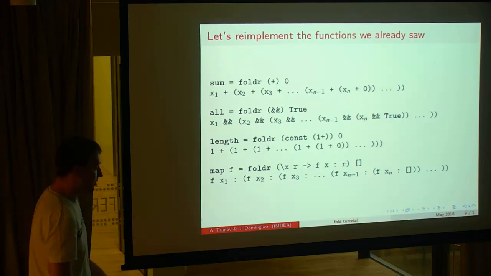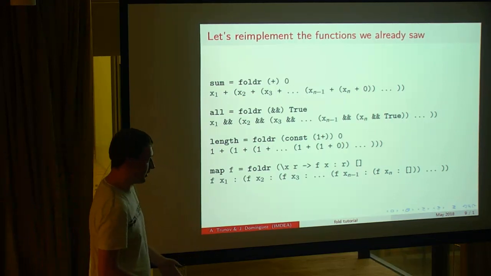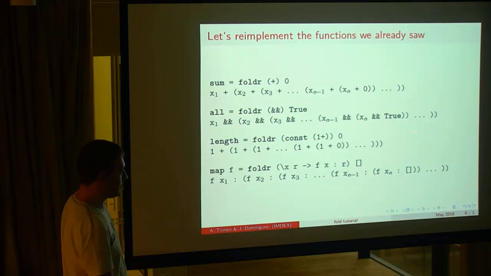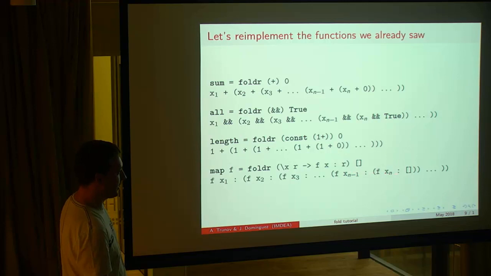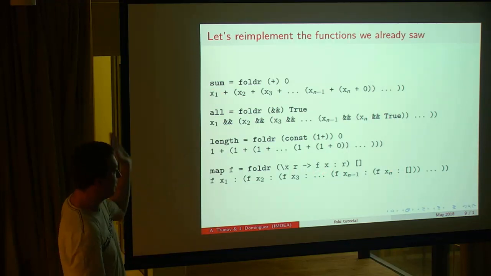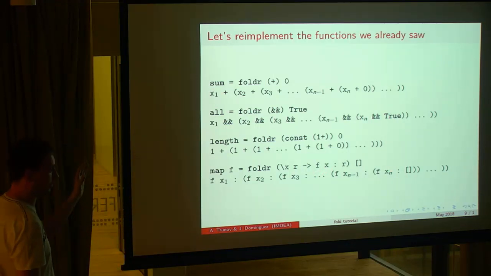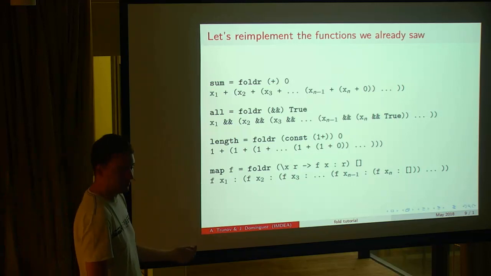Right, map. Map can be written as fold right as well. So you replace the empty list with the empty list. You replace every element with f of it. We basically map, right? And we just slap it again on top of the accumulator. So our accumulator will be a list, okay?